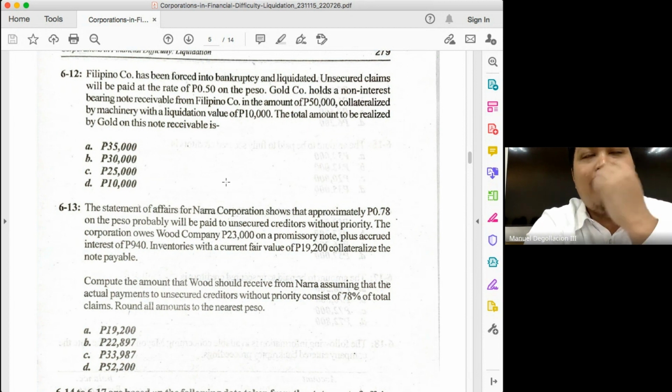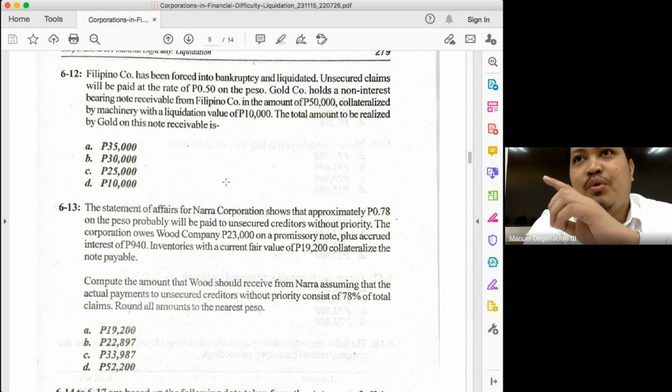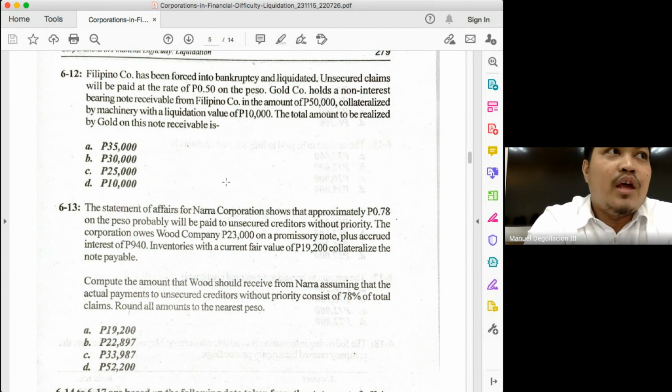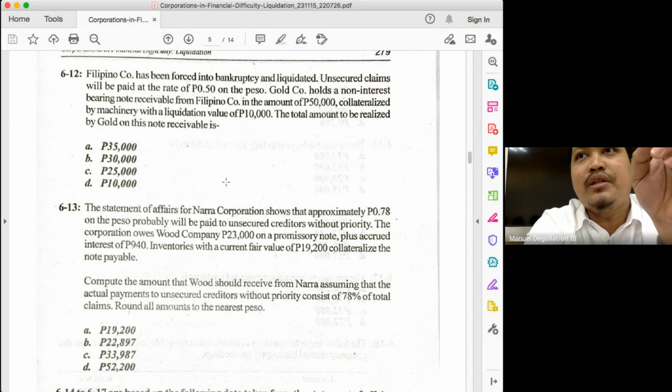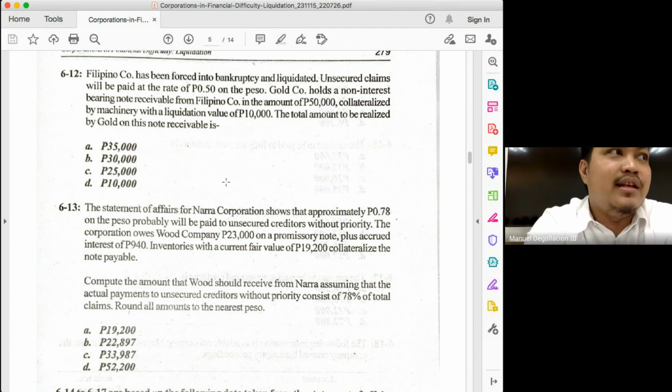But why do problems prefer partially secured? Because the computation will be two-step. You will have to determine the unsecured portion and multiply the unsecured portion by the recovery rate. If the question is asking only for unsecured without priority, it's very straightforward: unsecured claim without priority multiplied by the recovery rate, and that is already your answer. So basically, out of the 4 easy questions, the least easy is the partially secured.